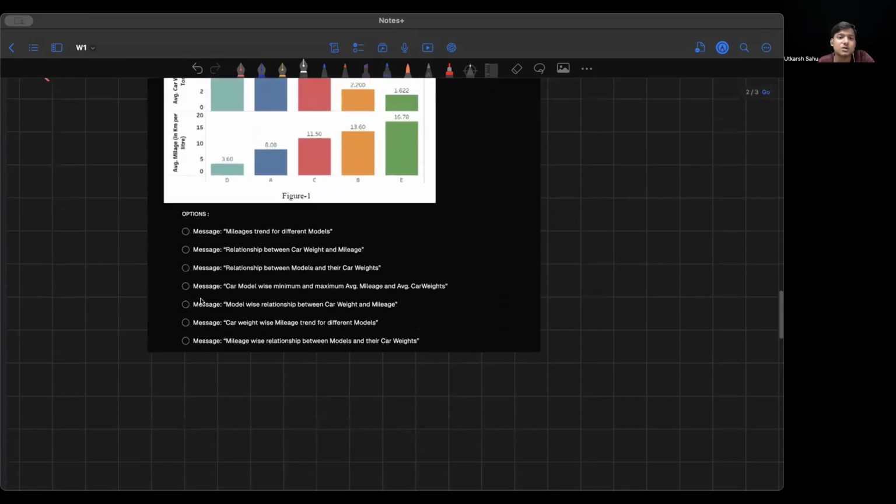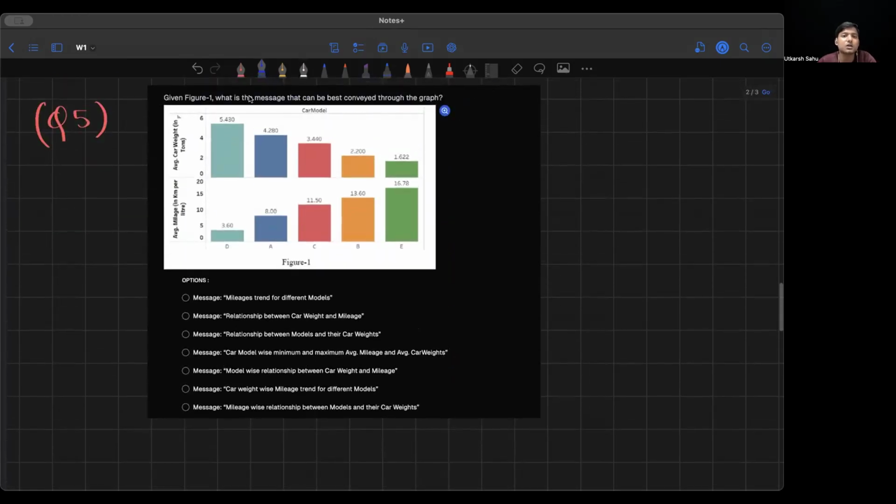Now, similarly, coming to this question, the question says, given figure 1, what is the message that can be best conveyed through the graph? So you have average mileage in kilometers per liter and average car weight. So basically you have car models A, B, C, D, E. So there are five car models. And then you also have average mileage as well as average car weight. Okay. So which options do you think would be correct?